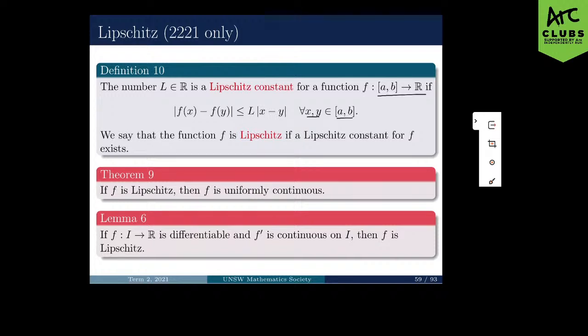Just covering some theorems with Lipschitz, if a function is Lipschitz, then it is also uniformly continuous. So that means that the property of Lipschitz is stronger than uniform continuity. And a lemma that we have here is that if a function is continuously differentiable over some interval, then it is also Lipschitz over that interval. So continuous differentiability is stronger than the property of Lipschitz.